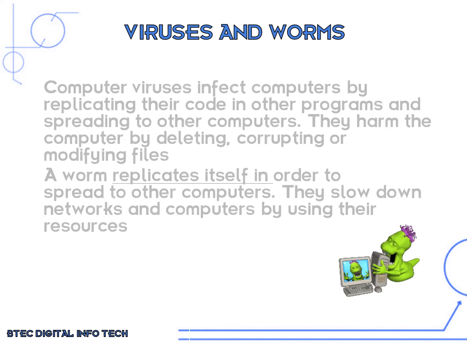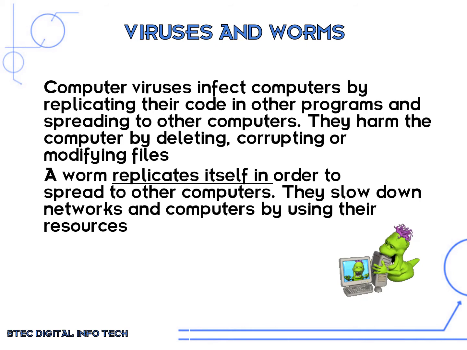Viruses and worms are two types of malware. Computer viruses infect computers by replicating their code in other programs and spreading to other computers. They harm the computer by deleting, corrupting, or modifying files. Viruses always need to be interacted with in order to spread. A worm, however, replicates itself in order to spread to other computers. They slow down networks and computers by using their resources.